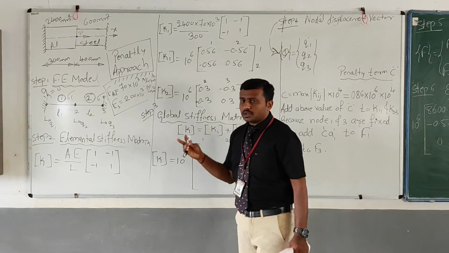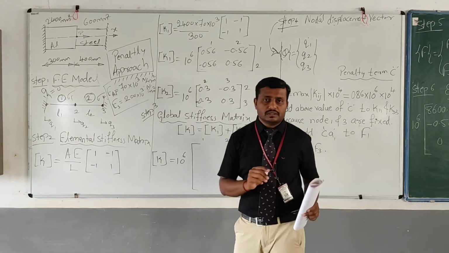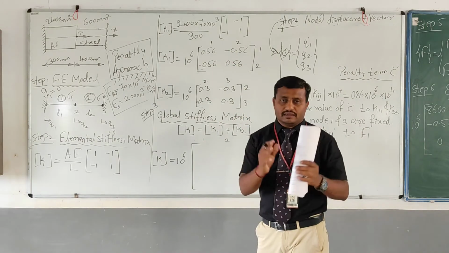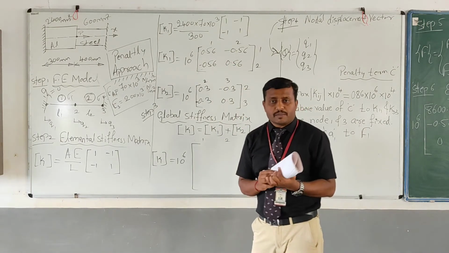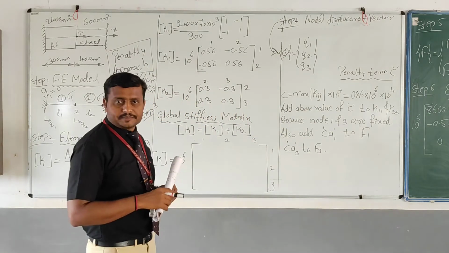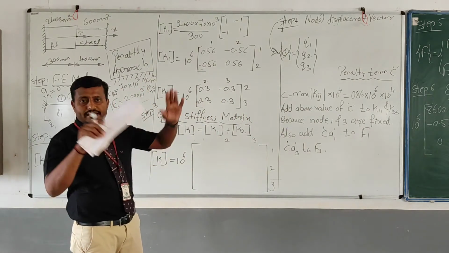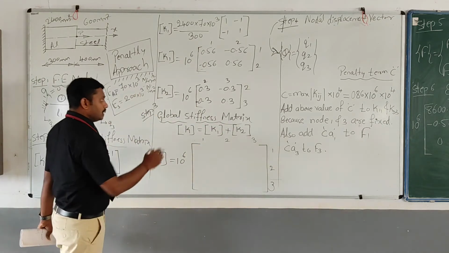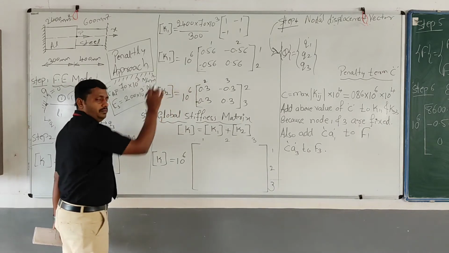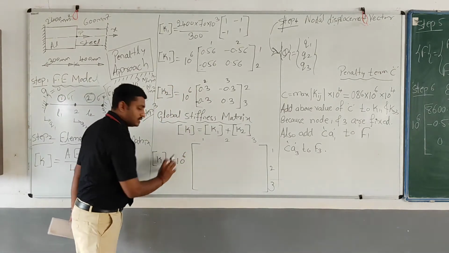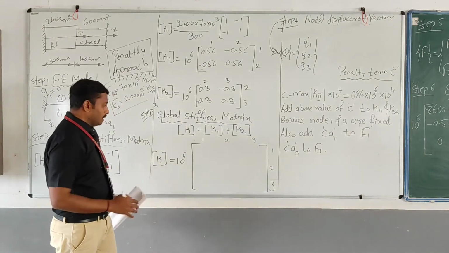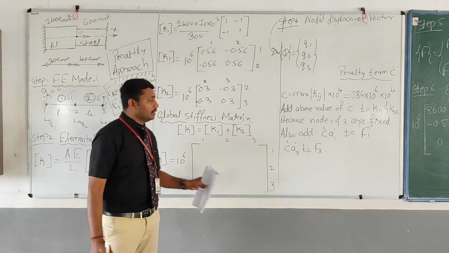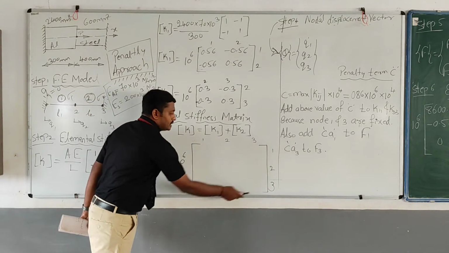There are 2 elements, 2 stiffness matrices, that is K1 and K2, that we found. The third step is adding these two, that is assembling the elemental stiffness matrices to get the global stiffness matrix. Global means the stiffness matrix for the entire structure. Step number 3, global stiffness matrix. 10 to the power of 6 is common for both stiffness matrices. I will write it as it is and take it outside here also. I will write a matrix and keep it blank. What are the terms you have to write inside? We will see it later.